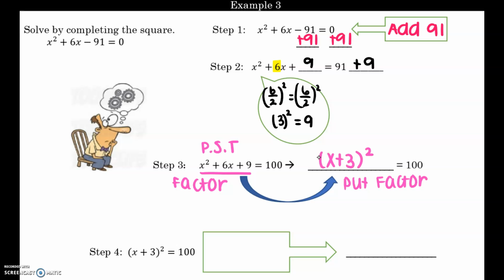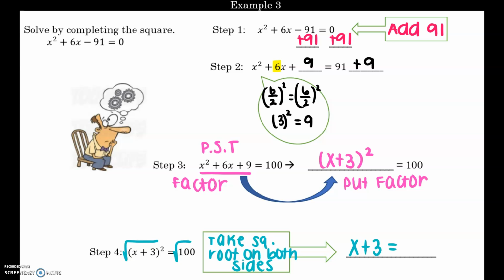In this case, we want to use x plus 3 squared, and we're going to set that equal to 91 plus 9, which is 100. Step 4, we are going to take the square root on both sides. So you should notice that we are left with x plus 3 equals plus or minus 10.